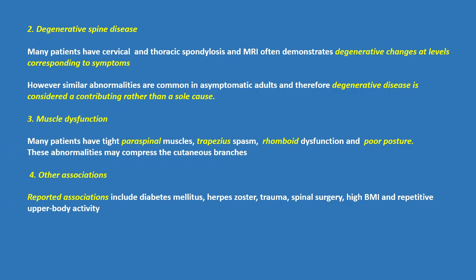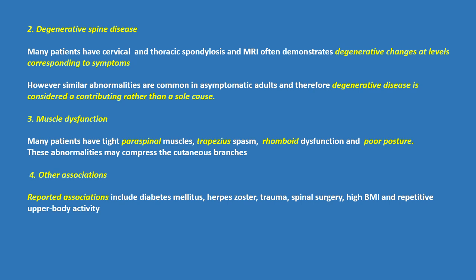Number 2, degenerative spine disease. Many patients have cervical and thoracic spondylosis, and MRI often demonstrates degenerative changes at levels corresponding to the symptoms. However, similar abnormalities are common in asymptomatic adults, and therefore degenerative disease is considered a contributing factor rather than the sole cause.